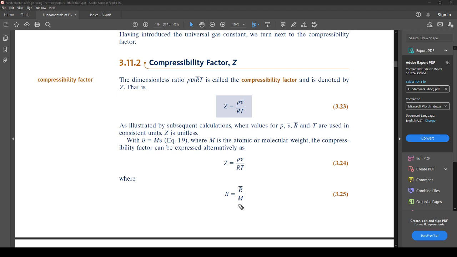And in this class, we're concerned with mass. We're not concerned with moles as much. So you'll probably have to do this part right here. But I'm sure in other classes you've done this already.